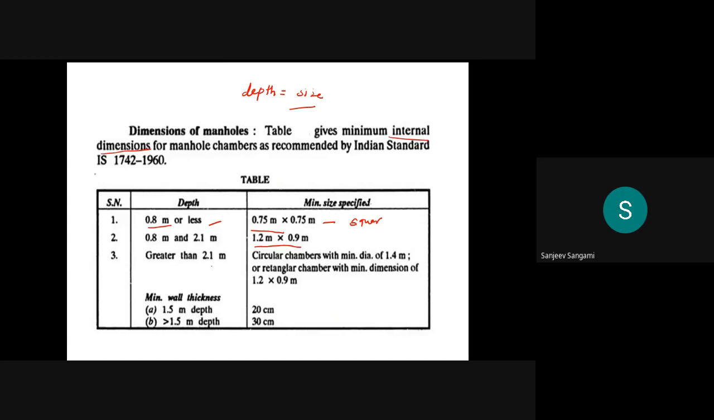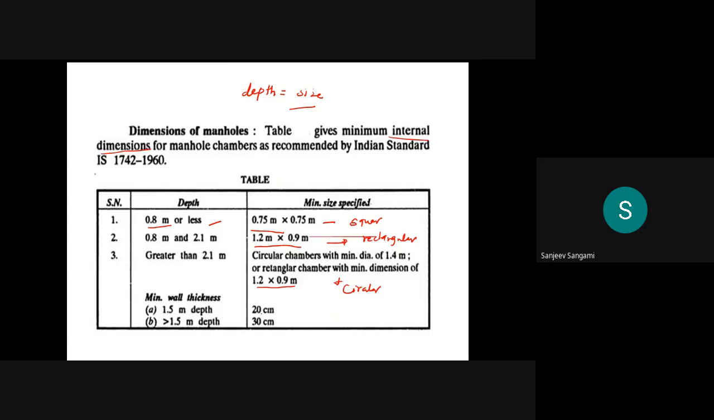Then for greater than 2.1 meter depth, circular chambers with a minimum dia of 1.4 meter. So normally here we go ahead with circular. Here it starts with rectangular, with minimum dimensions of 1.2 and 0.9 meters.